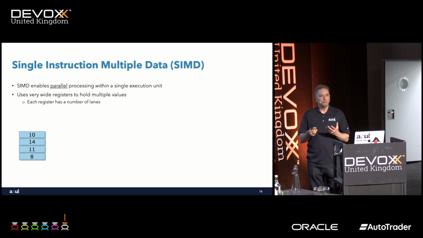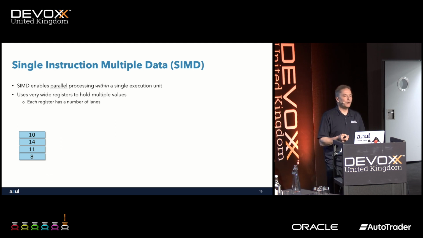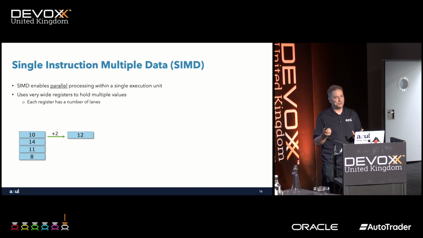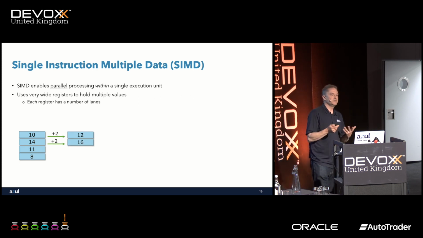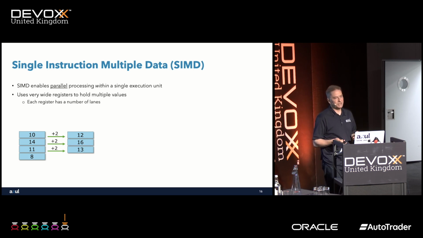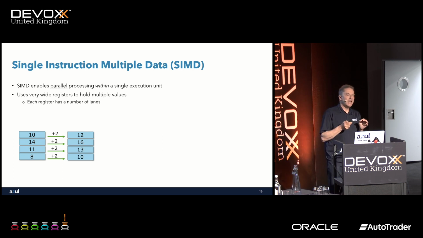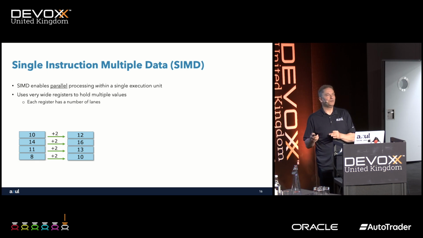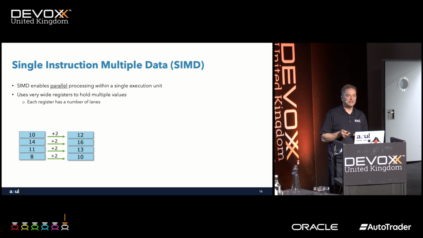Now, if we want to process some data, typically how we're going to do it is using iteration. So we'll typically use a loop to process something. I've got an array of 4 elements, and what I want to do is add the value of 2 to each of those. Now, if I do that with simple iteration, I'm going to go through the list and go 10 plus 2 is 12, 14 plus 2, 16, 11 plus 2, 13, 8 plus 2, 10.